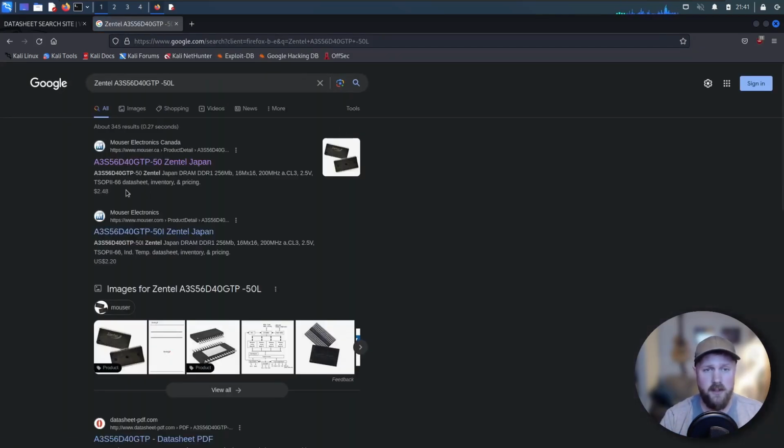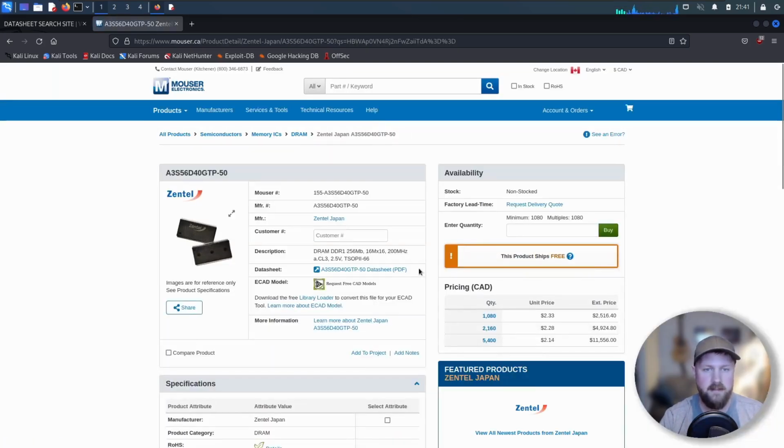All right, so the first result is through Mouser Electronics. They're a very popular seller of electronic components. Mouser Electronics and DigiKey are two of the main places where I get data sheets, because generally any of the components that they sell are going to have a data sheet tied to it. So let's hop over there and take a look at the data sheet.